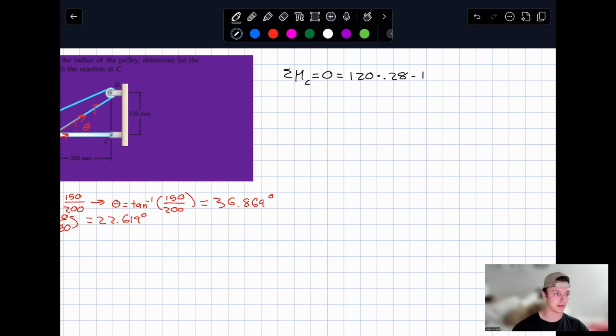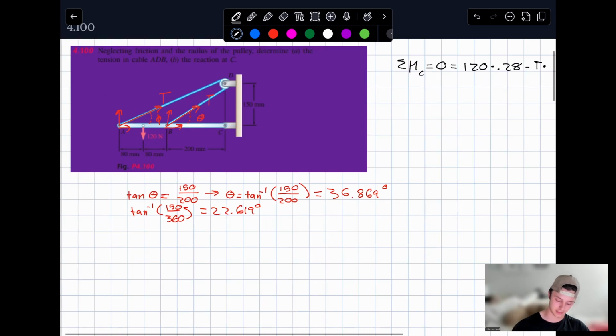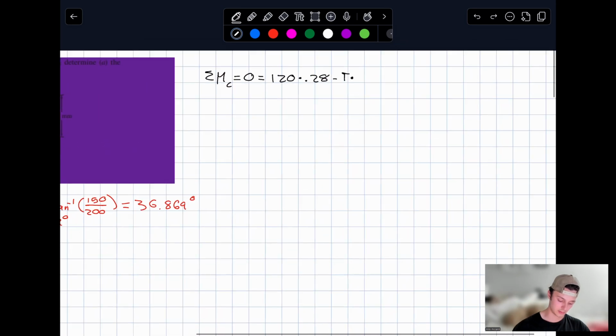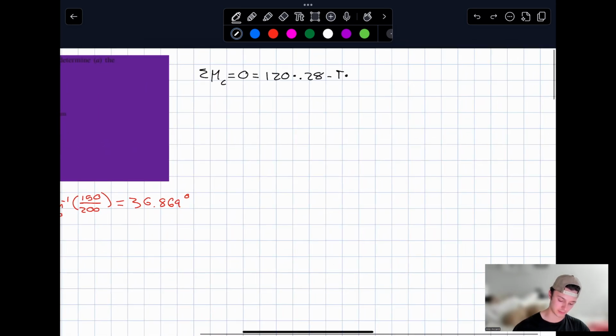And then we're going to subtract, we're going to focus in on the cable at point B. We're going to subtract T. And then this horizontal component right here doesn't do anything, right? It's pointing straight into the point that we're taking a moment about, so we don't have to worry about that, but we do have to worry about this. To get that vertical component, we're going to use the sine function.